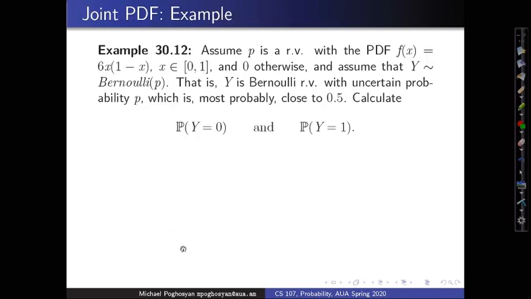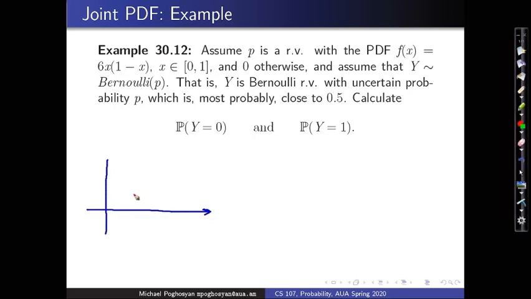Now, one example. So assume p is a random variable. Up to this point, we were using p as a probability. Now I am assuming that that probability is unknown and it is a random variable. So our p is a random variable with the PDF f of x equal to 6 times x times 1 minus x.